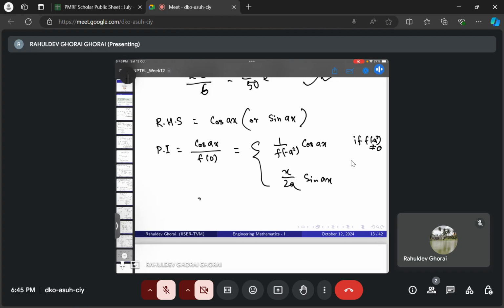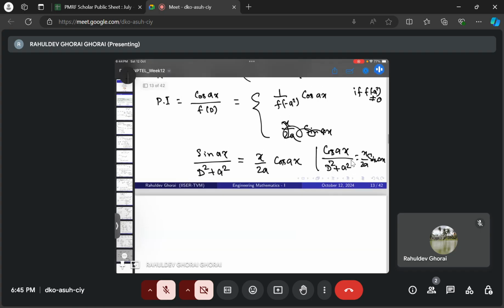I mean, if it is sine ax over d square plus a square, then you have to mainly find out using whether it is sine or cos. It will be x over 2a cos ax, or if it is cos ax over d square plus a square, it will be x over 2a sin ax. Okay, you remember this.